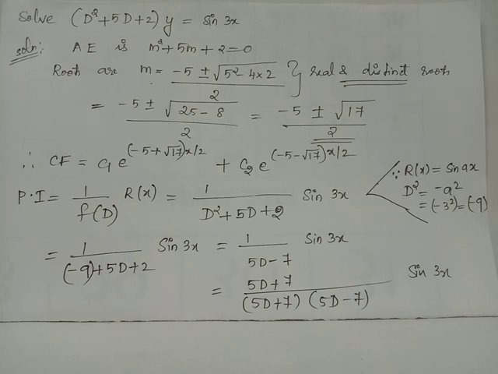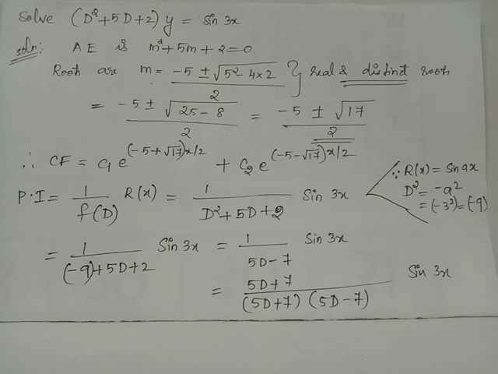Let us consider m1 = (−5 + √17) / 2 and m2 = (−5 − √17) / 2. Notice that m1 and m2 are real and distinct. Hence, the complementary function will be c1 e^(m1 x) + c2 e^(m2 x).